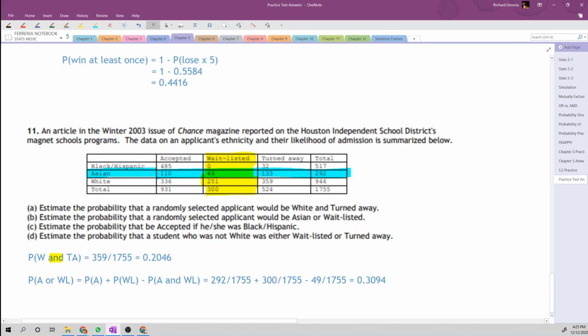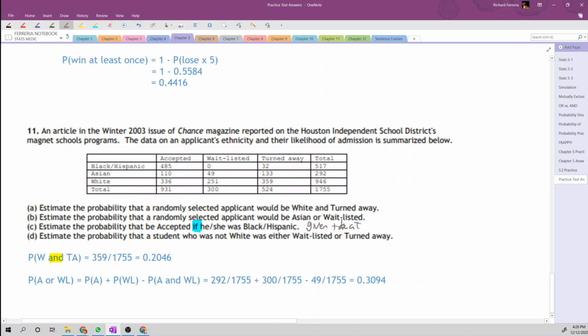So let's take a look at C now. Estimate the probability that someone is accepted if he or she was black or Hispanic. So this if here is meant to disguise the fact that this is a conditional probability. This if is disguising a given that. Okay, so we're presuming that the student we're looking at is black or Hispanic. I don't know why they would combine those two together, but we're assuming that they're black or Hispanic, and what's the probability that they were accepted.